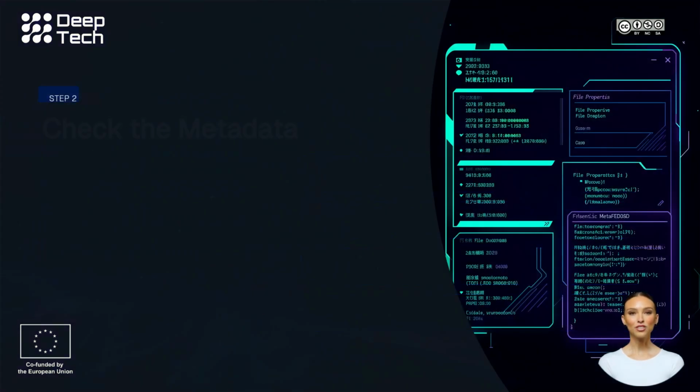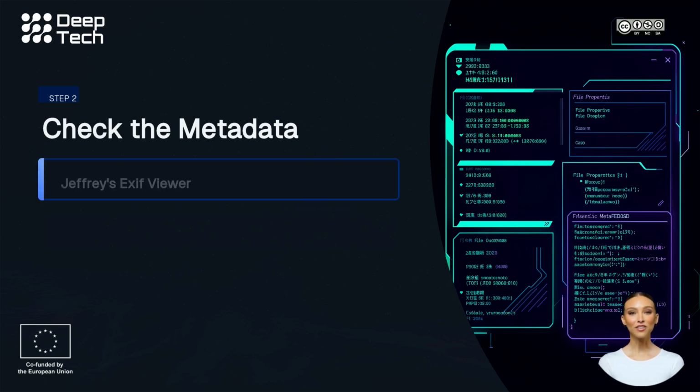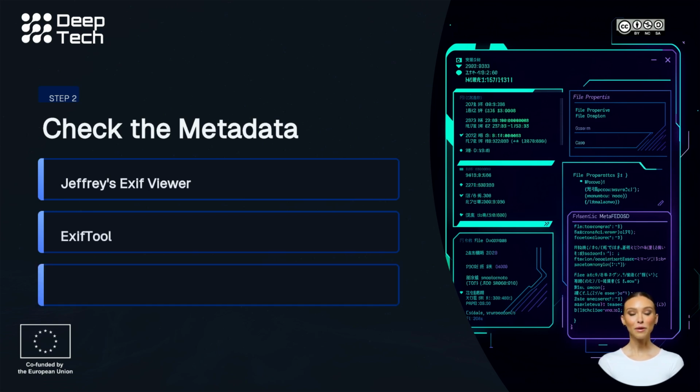Step 2. Check the metadata. Every digital file carries hidden data: when it was created, what device made it, whether it has been edited. Tools like Jeffrey's EXIF Viewer or ExifTool let you read this in seconds. A mismatch between the claimed date and the file's creation date is a major red flag.